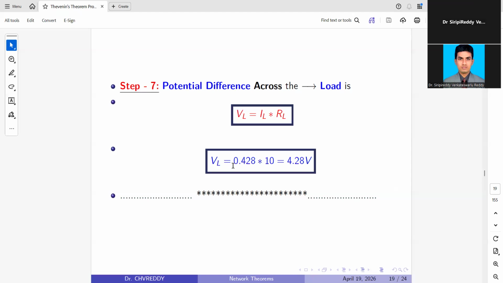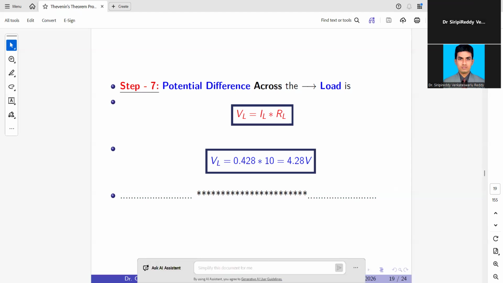From that we calculate the voltage drop across the load resistance. VL equal to 0.428 into 10. Here 0.428 is the IL, 10 is the RL. So that is equal to 4.28 volts. This is the voltage drop across the load resistance, or the potential difference across the load resistance. So this is the first problem with Thevenin's theorem.